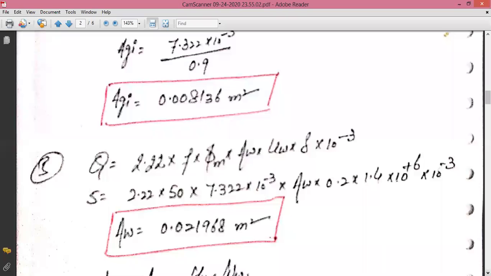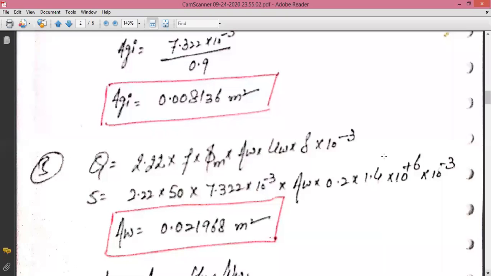KW is given as 0.2. Current density is also given, that is 1.4 amperes per mm square. I can change this value to amperes per meter square, that is 1.4 into 10 raised to power 6, into 10 raised to power minus 3. So when I solve this, you get AW equal to 0.021968. Are you getting this value? Take your time and get the value, and once AW is found, we will proceed further.